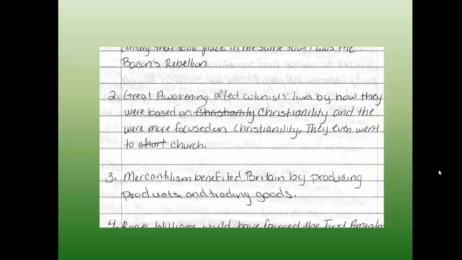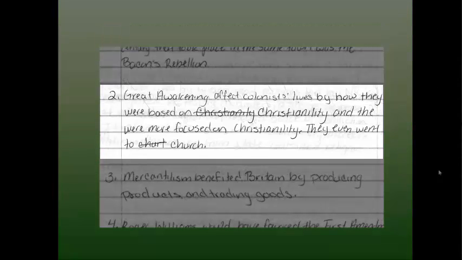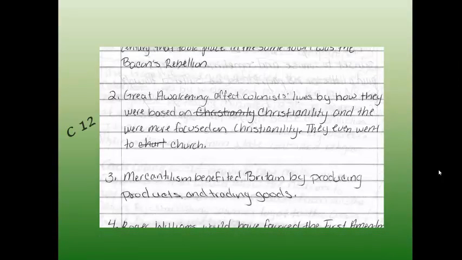Now we'll look at an example. Question number 2 on this short answer quiz asked, what were the effects of the Great Awakening on colonists' lives? Student response is vague. Student response lacks specifics. Student response needs to go further. So we note that quickly.